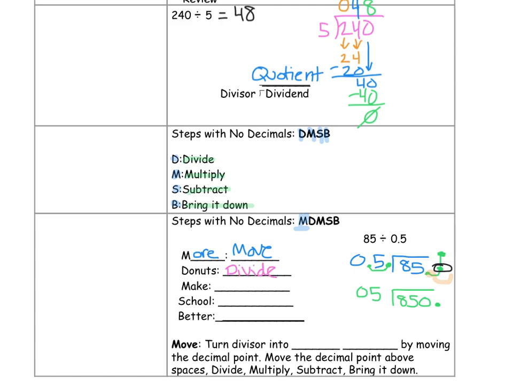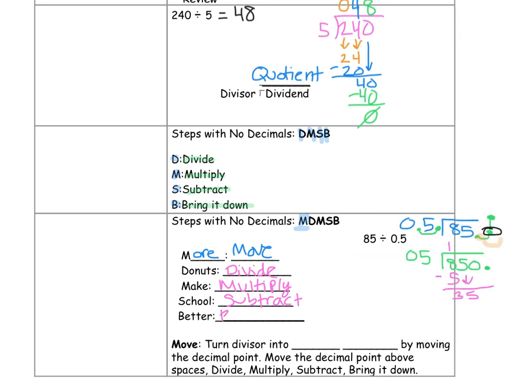So let's look. 8 divided by 5. We can do 8 divided by 5, or 5 divided by 5 can get us 1. 5 times 1, multiply. And then we subtract. 8 minus 5 is 3. And then we bring it down. So then we have the 5.